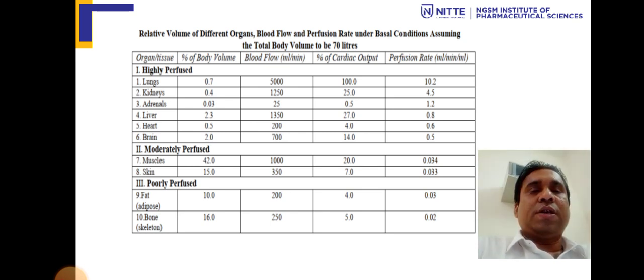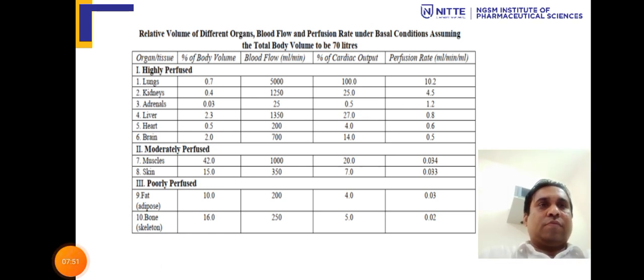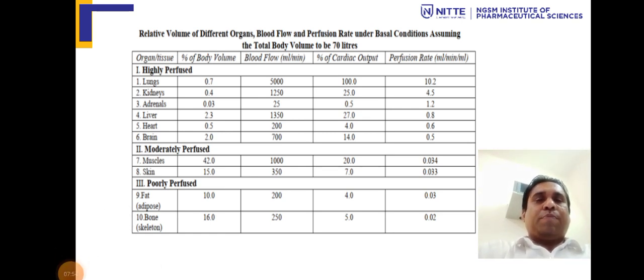Poorly perfused organs are the fats and bones. In fat, for example, the blood flow is 200, 4 is the percentage of cardiac output, and the perfusion rate is 0.001.